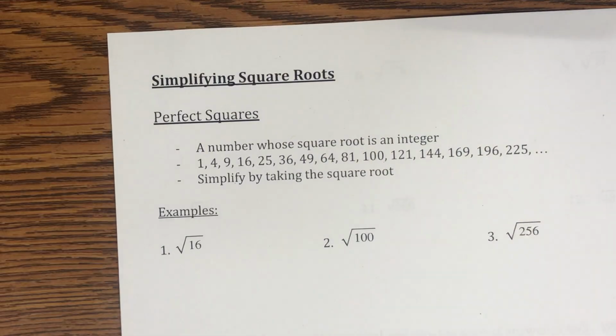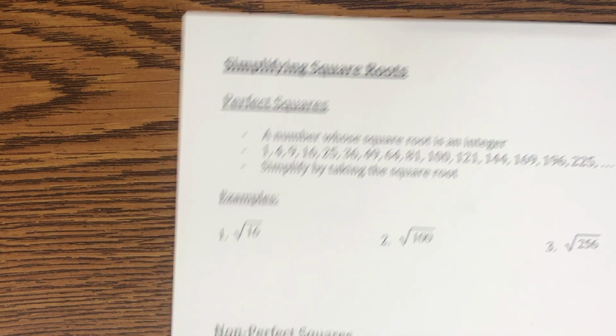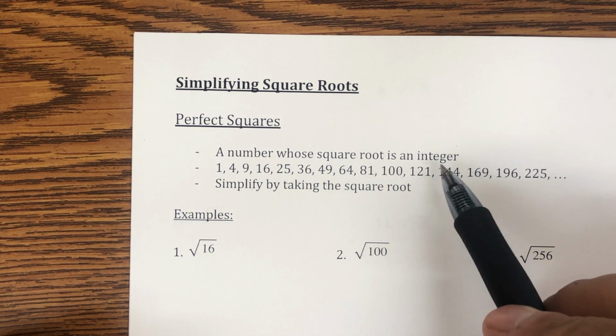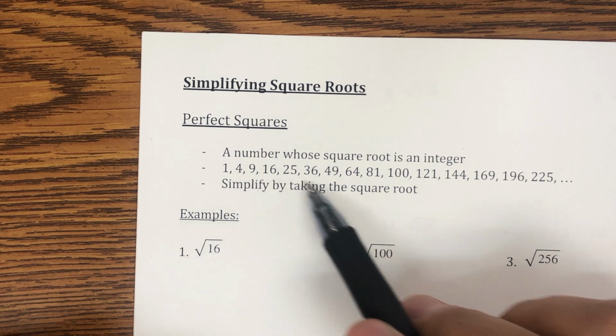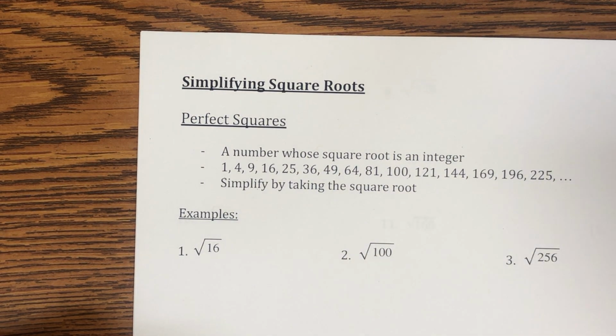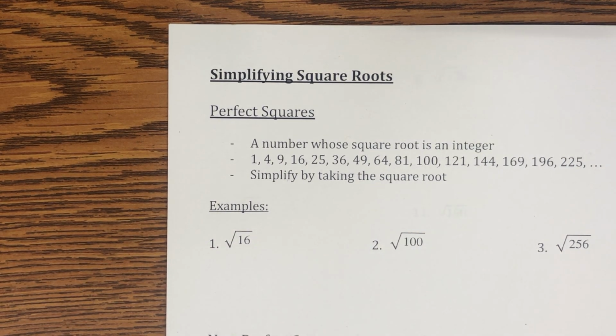So simplifying radicals. When we have a perfect square, they're pretty easy. A perfect square is a number whose square root is an integer. So again, we already have all these listed just like we did on the chart: 1, 4, 9, 16, 25, etc. And if I just need to find the square root of a perfect square, I just list that number.